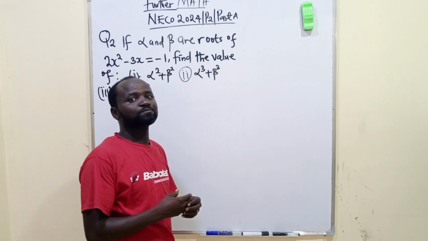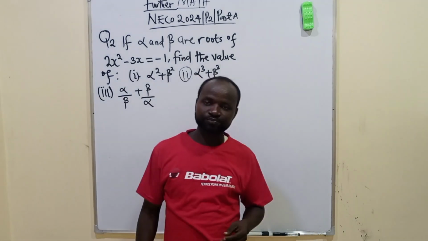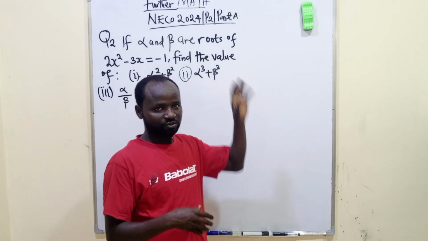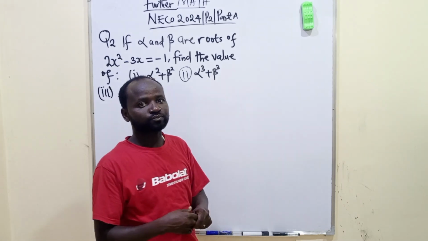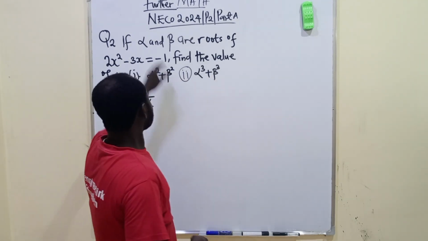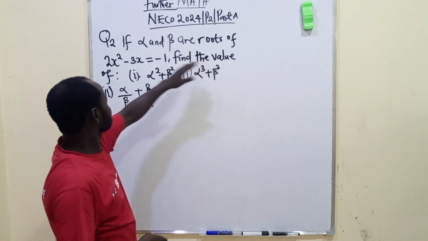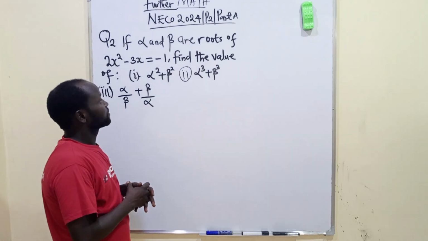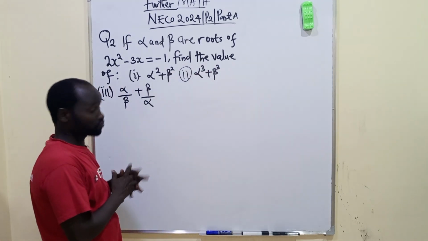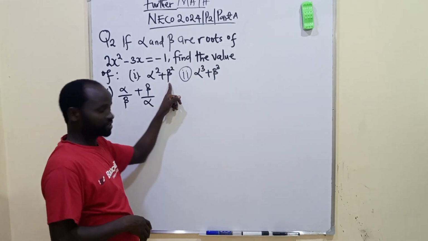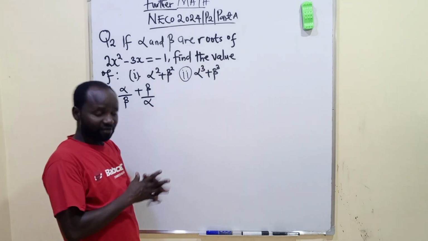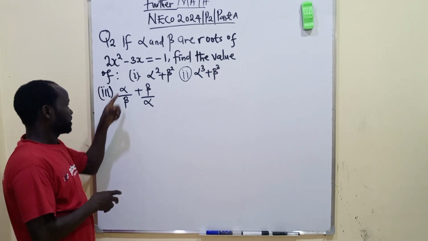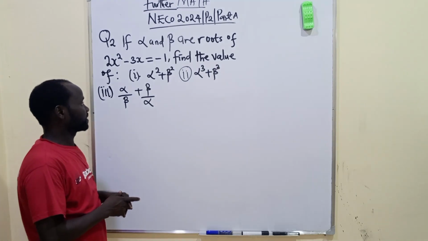In today's presentation, we continue with our solutions to NECO 2024, and this is Further Mathematics. With us here is question 2. The question reads: if alpha and beta are the roots of 2x squared minus 3x equals minus 1, find the value of (1) alpha squared plus beta squared, (2) alpha cubed plus beta cubed, (3) alpha divided by beta plus beta divided by alpha.